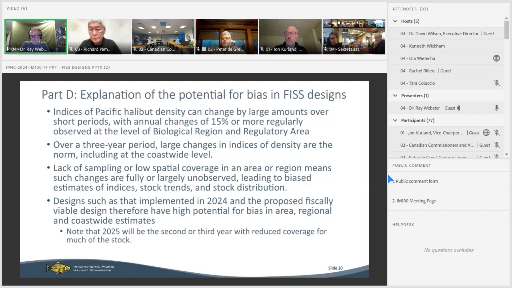Ian mentioned in an earlier presentation that we don't know if the results we got in 2024 are biased, but based on the changes we've seen in recent years, it's likely that they are to some degree. Designs such as that implemented in 2024 and the proposed fiscally viable design therefore have high potential for bias. Note that 2025 will be the second or third year with reduced coverage for much of the stock.